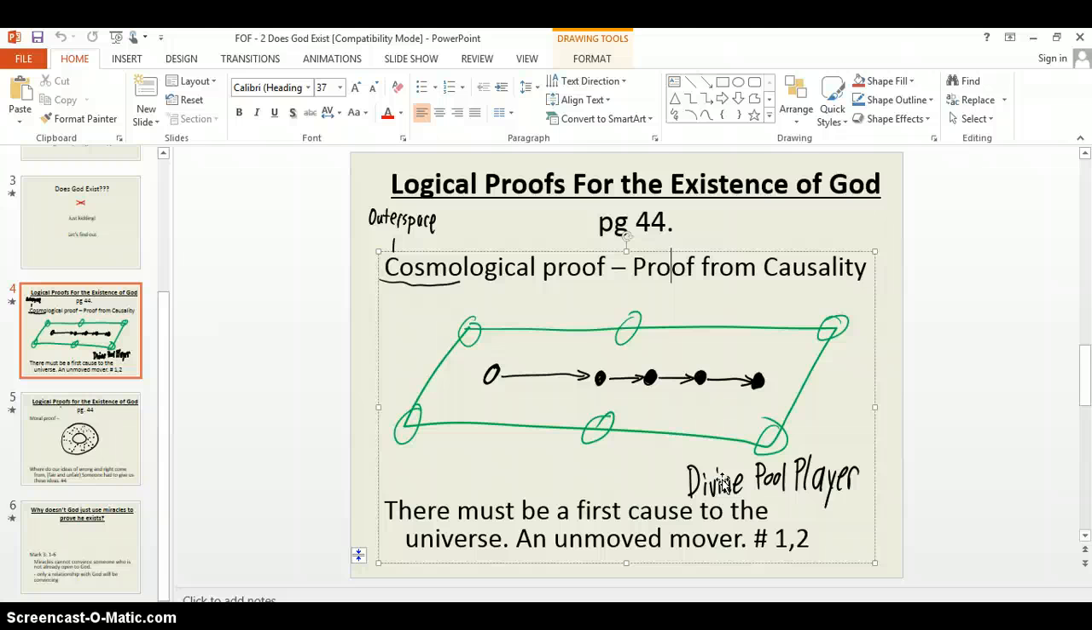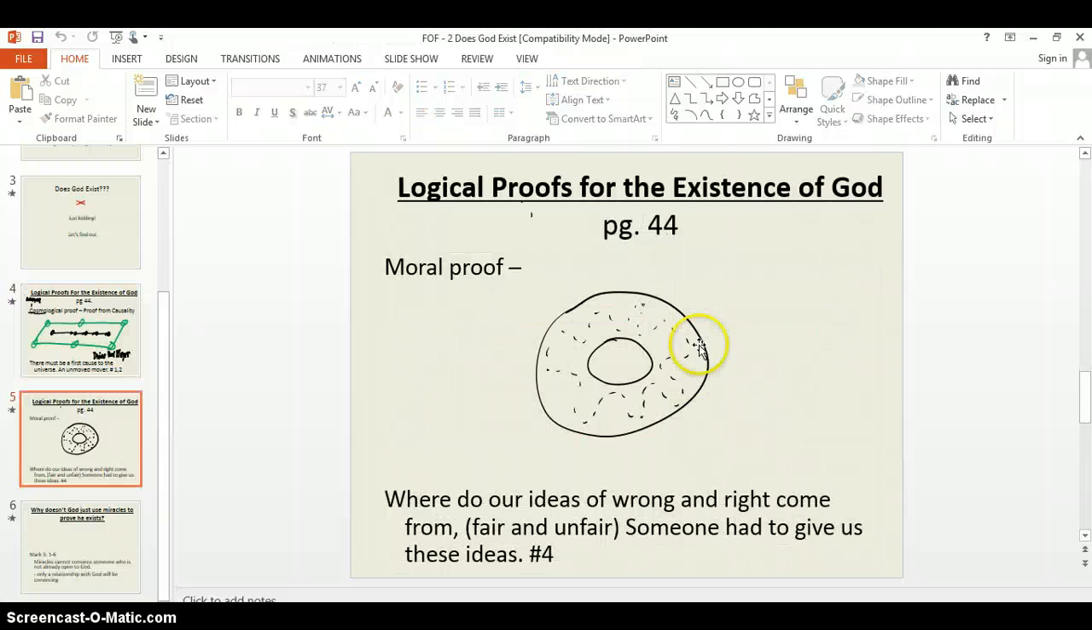We look around the universe and we see nothing that can cause itself. So there has to be something making it all happen, something that had to start it all off at least, and that is God, according to the cosmological proof.